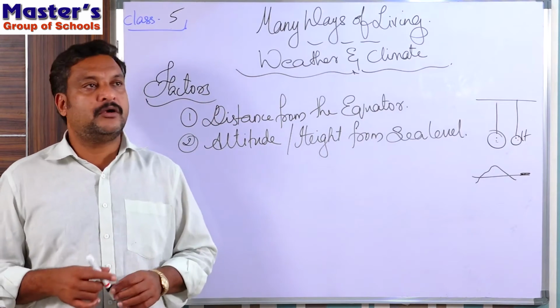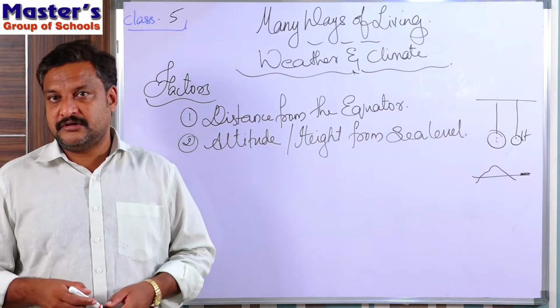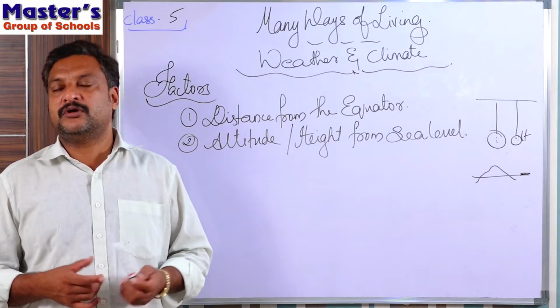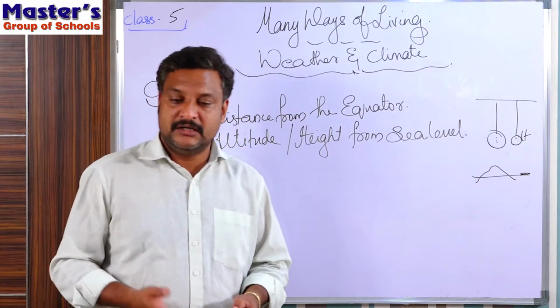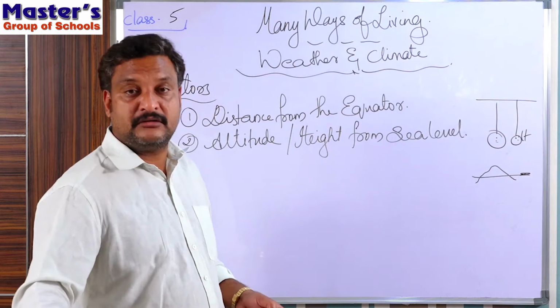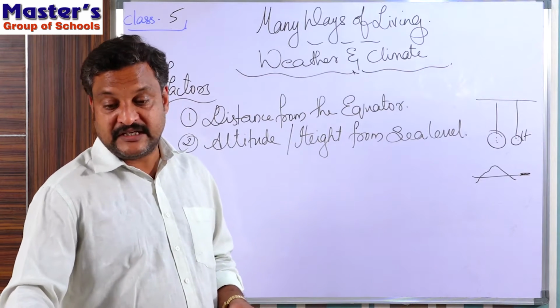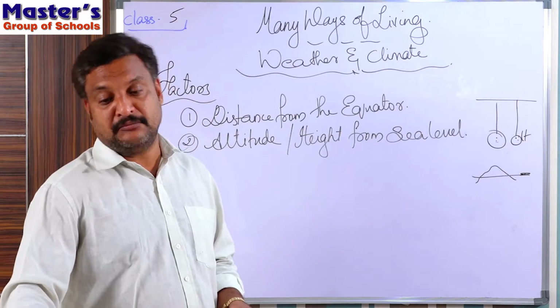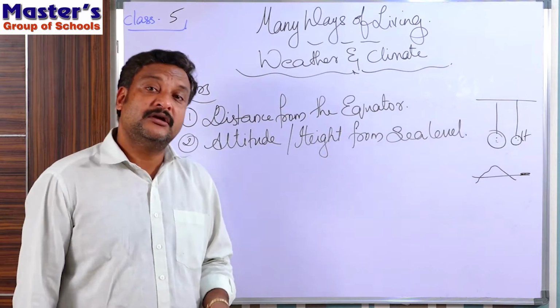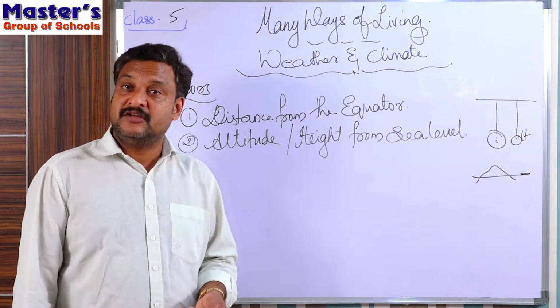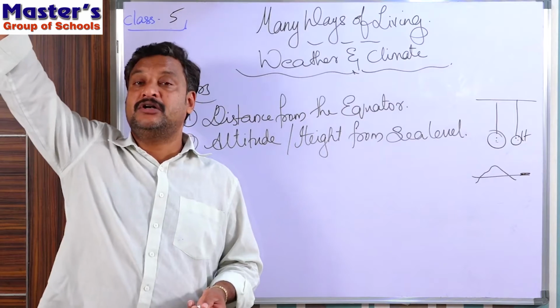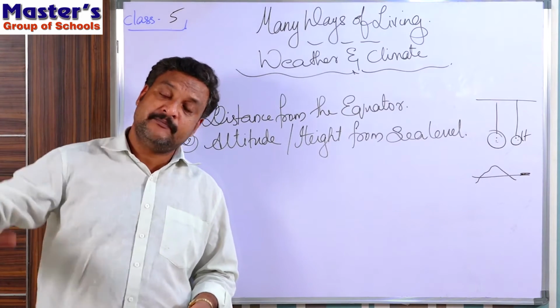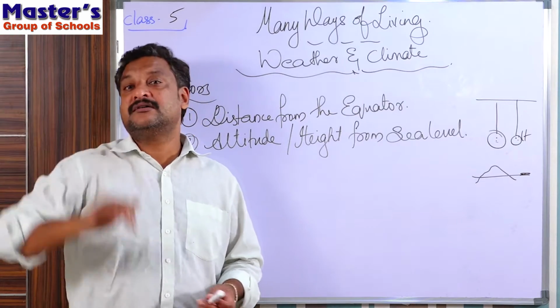Ooty, Kodaikanal, or the North Indian stations like Nainital, Dehradun, Shimla, Darjeeling, Mussoorie. All these are famous hill stations because they are cooler during the summer season. Why are they cooler even during the summer season? Because they are at a high altitude. Altitude means the distance from the sea level.